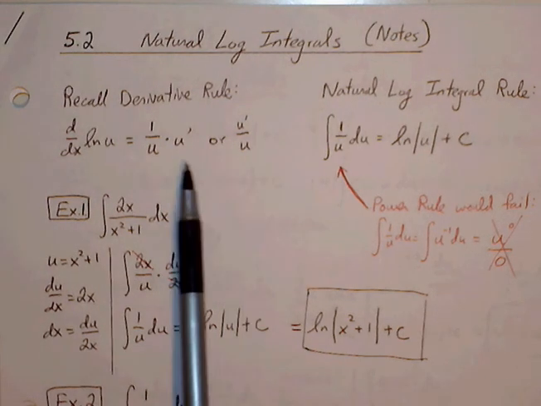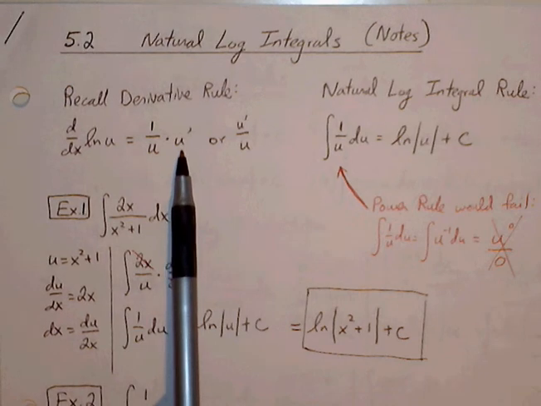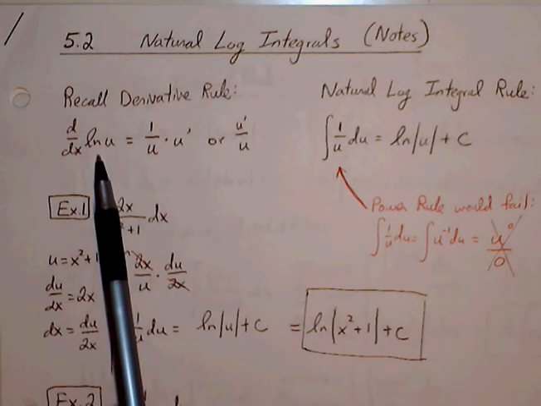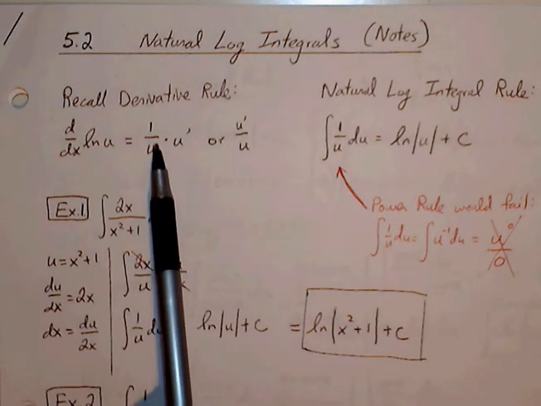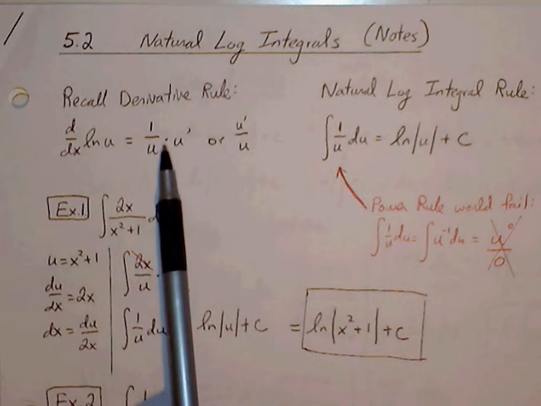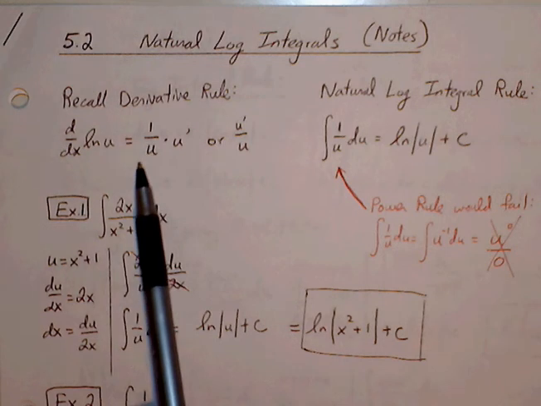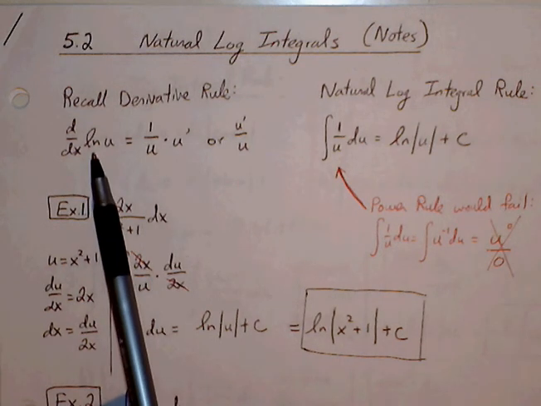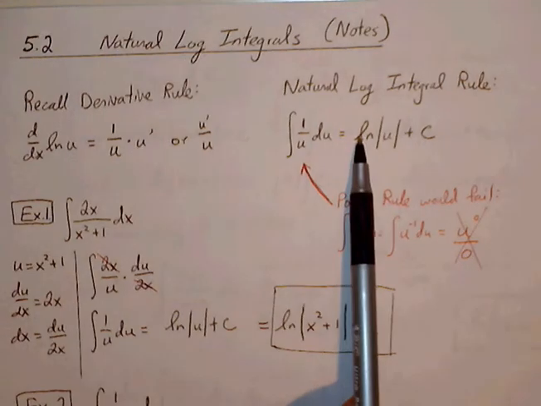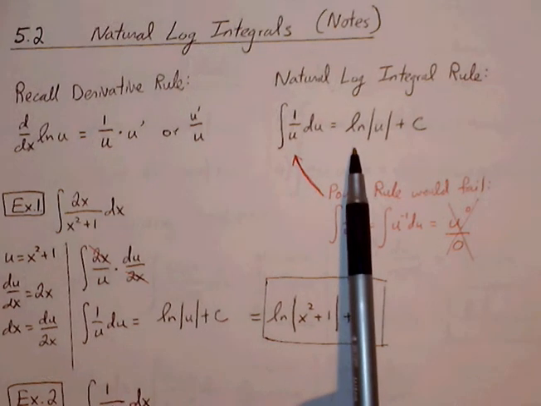And if we take the inverse process, then it should make sense that the integral of 1 over u, or some form of it, will take us back to our original function of natural log of u. Okay, so that leads us to the rule that we have to learn for this section.